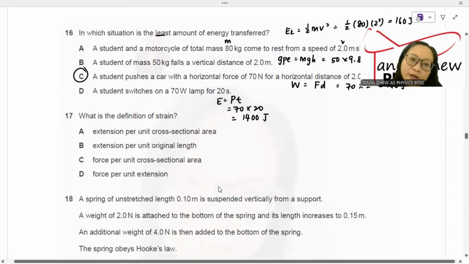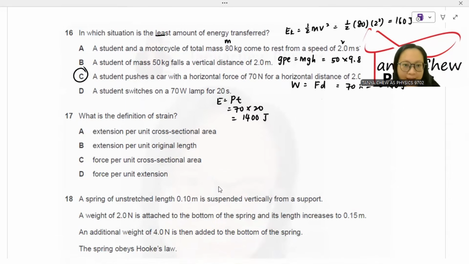Number 17, what is the definition of strain? Strain is defined as extension per original length. This is the symbol of strain, extension over original length.